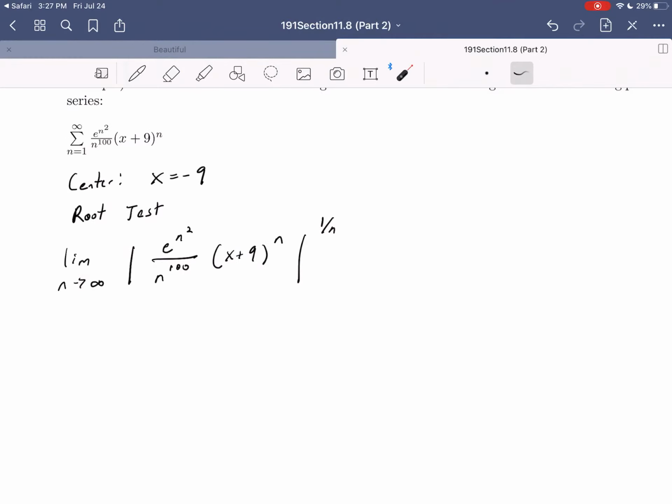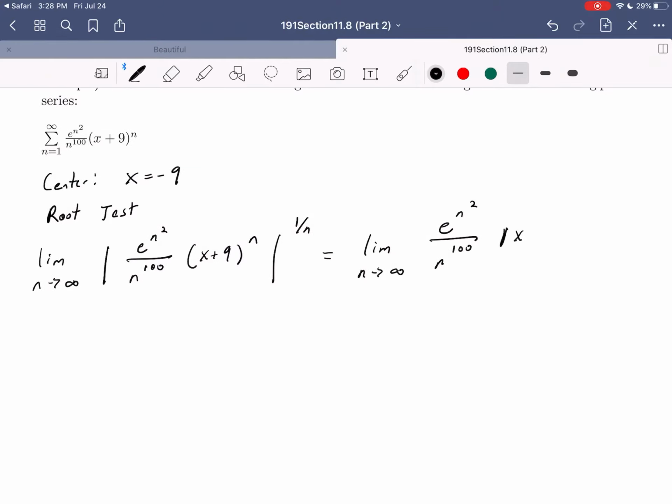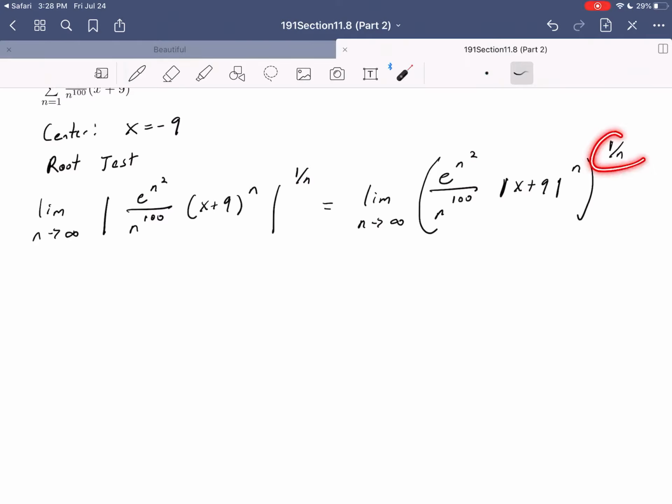Okay, let's go ahead and first take this absolute value and recognize that it applies right here. So we get that this is the limit as n goes to infinity, e to the n squared, n to the 100, and then we have absolute value x plus 9 to the n, and then all of that to the 1 over n. So let's go ahead and distribute this 1 over n exponent onto everything.